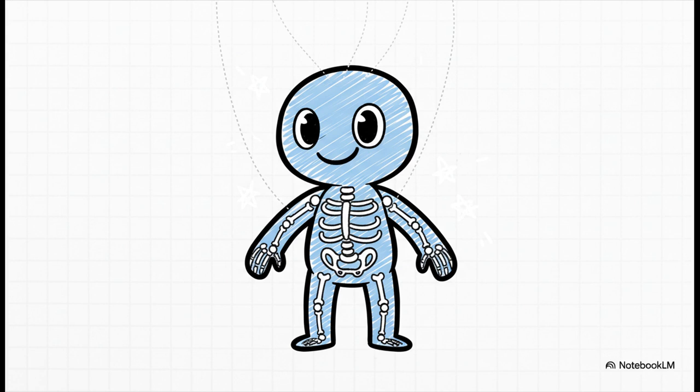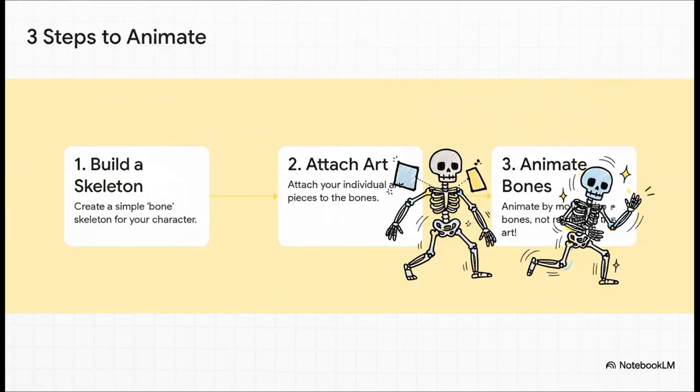The other key technique is called skeletal animation, and honestly, this is where it gets really fun. The absolute best way to think about it is to imagine your character isn't a flat drawing anymore. Instead, think of it as a digital puppet. And it's way easier than it sounds. It's basically just 3 simple steps. First, you build a really simple bone skeleton inside the program. Then you just attach your art pieces, your arm, your leg, to the right bones. And third, and this is the really cool part, you animate by moving the bones. The art just follows along, creating this super smooth, natural motion.